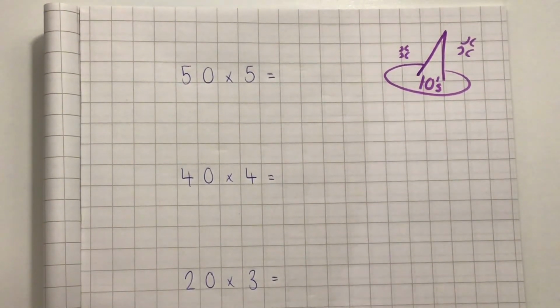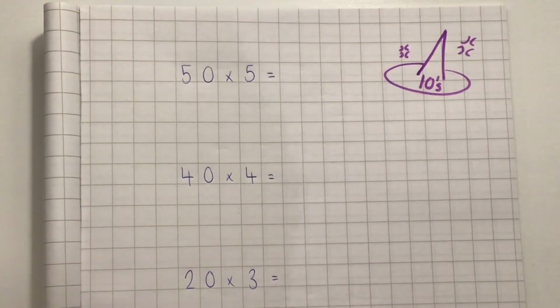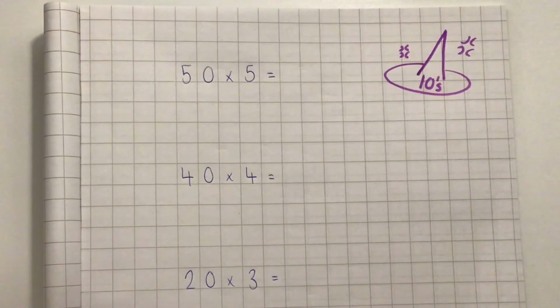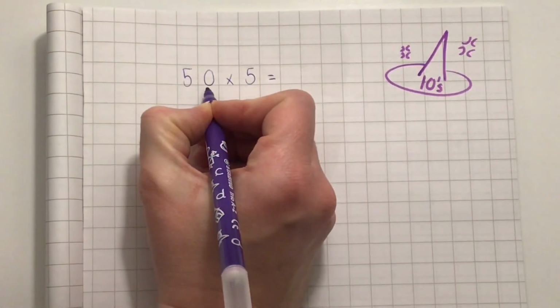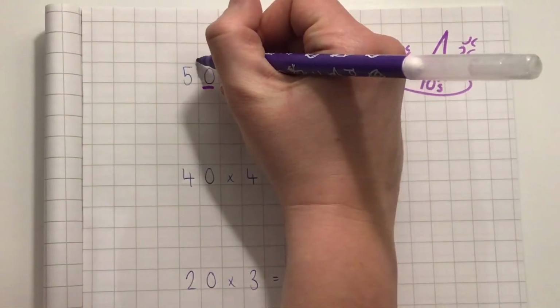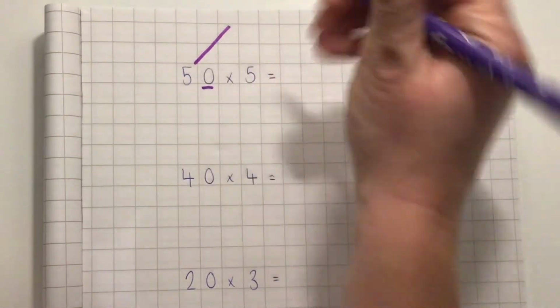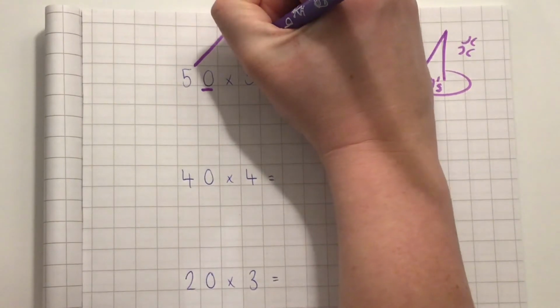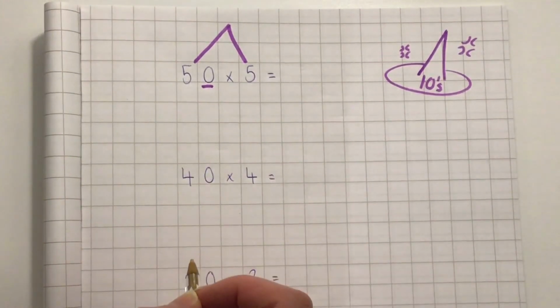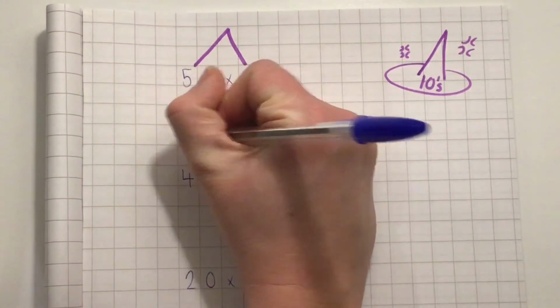So let's start with the first question, 50 times 5. 50 is our multiple of 10, and we are timesing that by 5, so we need to use our multiplication facts for the 5 times tables. So let's begin by ignoring that 0 and drawing our wizard's hat. So we need to draw a line from the 5 in 50 and join that to the 5 which we are timesing by. So there is our wizard's hat. That now gives me the multiplication 5 times 5.